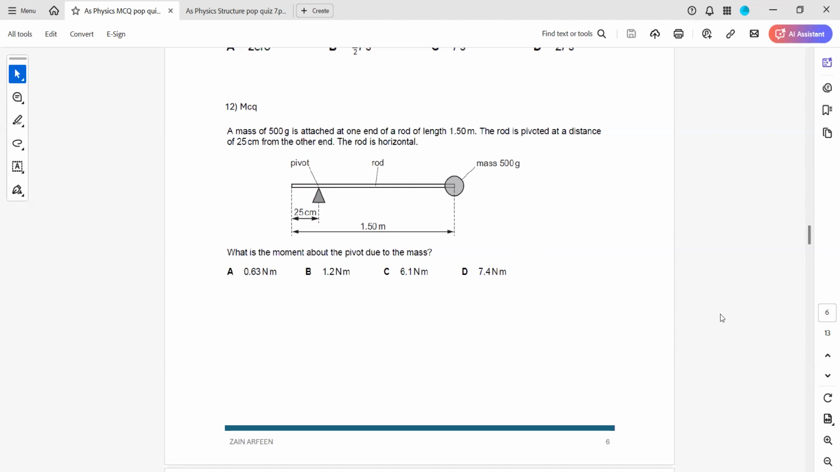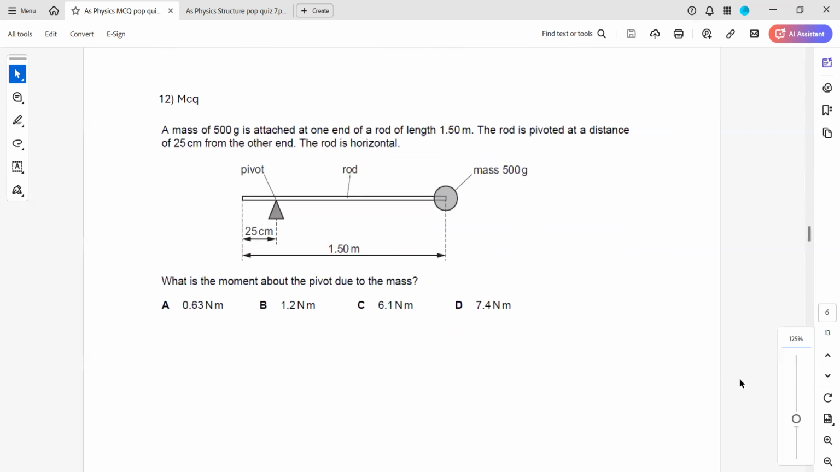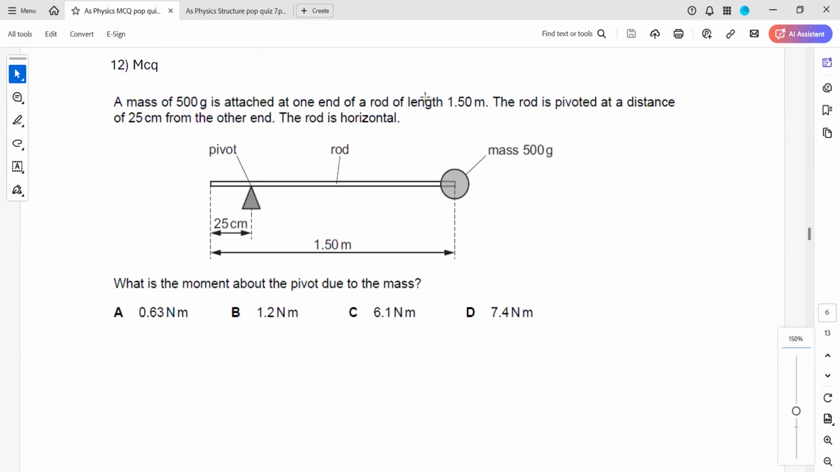In question 11, look, torque and moment have the same formula. Moment of a couple is a different thing, but torque and a moment have the same formula. A mass of 500 gram is attached at the end of a rod 5 meter long. The rod is pivoted at a distance of 25 centimeter. What is the moment of the turning effect?